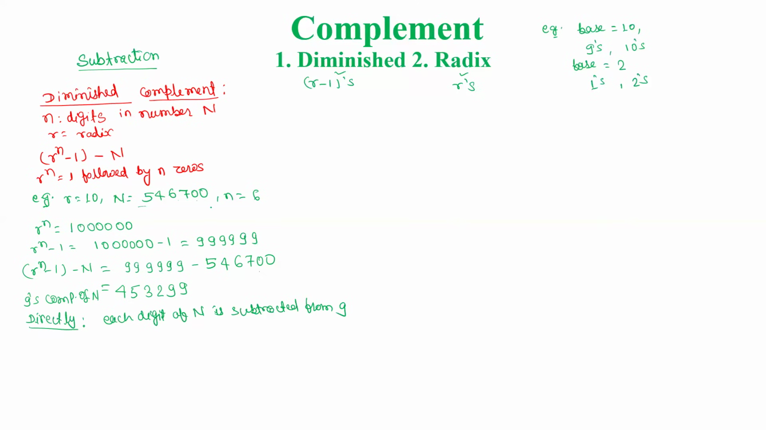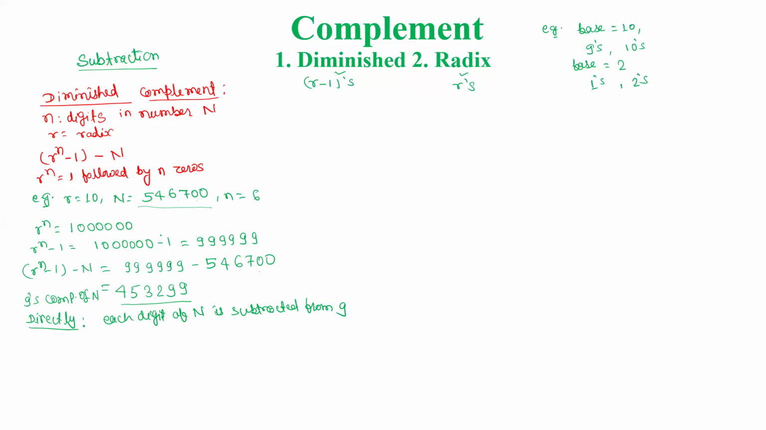5, 4, 6, 7, 0, 0. So subtract from 9. So 9 minus 0 is 9, 9 minus 0 is 9, 9 minus 7 is 2, 9 minus 6 is 3, 9 minus 4 is 5, 9 minus 5 is 4. So we get the same digits even if we do it directly. In the exam, if they ask you objective questions, you should do it directly.